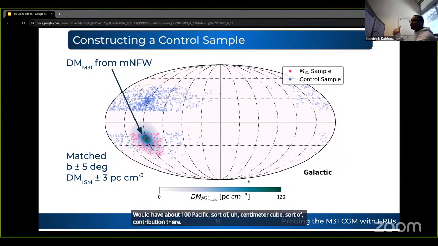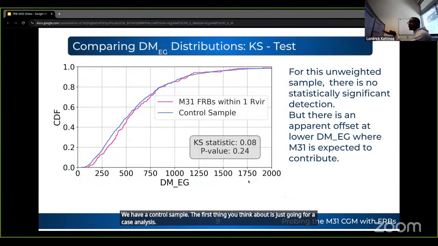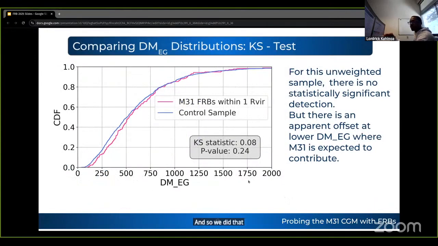And so how would you compare these two samples now? You have your M31 FRBs, you have a control sample. The first thing you think about is just going for a KS test analysis. And so we did that, and we get a p-value of 0.24.